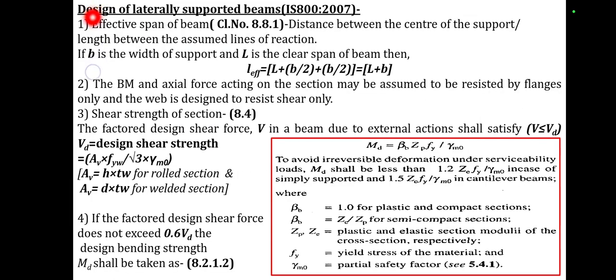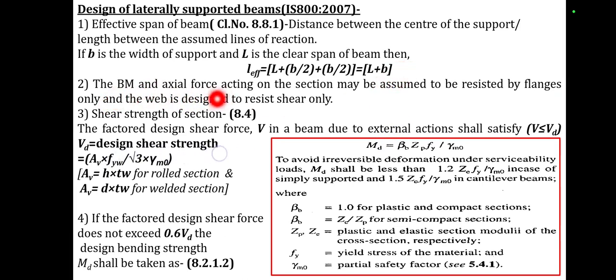Then we will be studying the design of a laterally supported beam. It is designed according to IS 800-2007. First of all, for designing any structure, we need to calculate the effective span of the beam, and it is calculated from clause number 8.8.1. The distance between the centers of the supports, or the length between the assumed lines of reaction. If B is the width of the support and L is the clear span of the beam, then L effective is equal to L plus B by 2 plus B by 2, that is, L plus B.